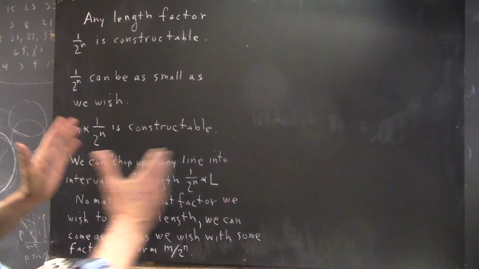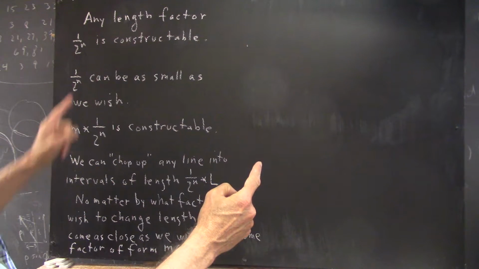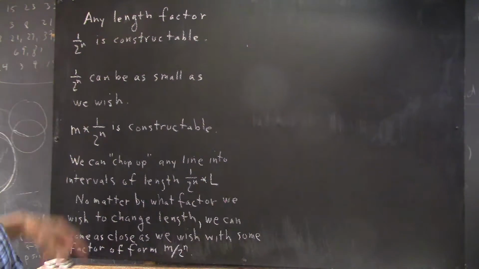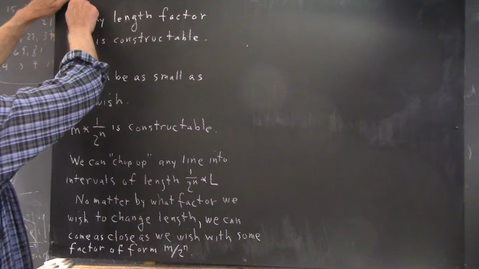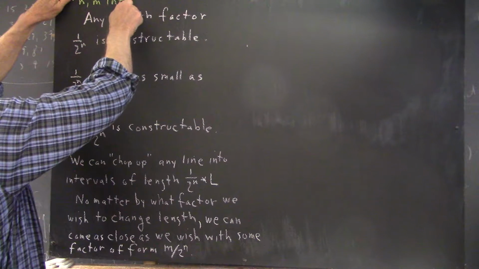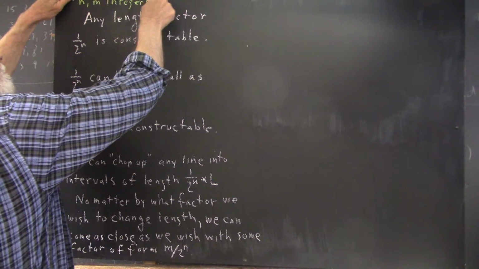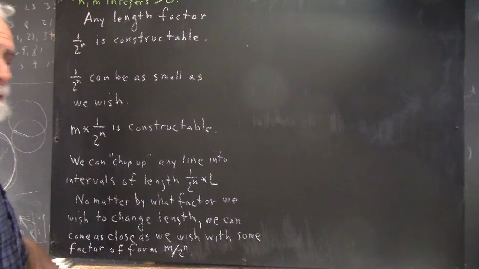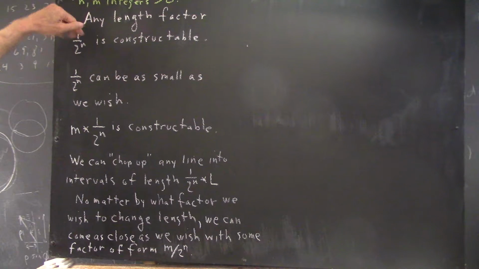What I mean by that is, given any length, the distance between any two points, and any value of n, where n is an integer, and that's implicit. n is always an integer, and m is always an integer. So I'm going to write up here, n and m are integers greater than 0. In other words, counting numbers. So that's always possible.